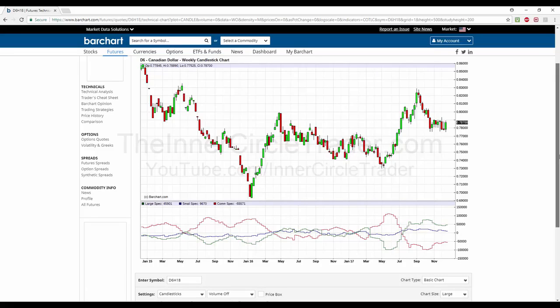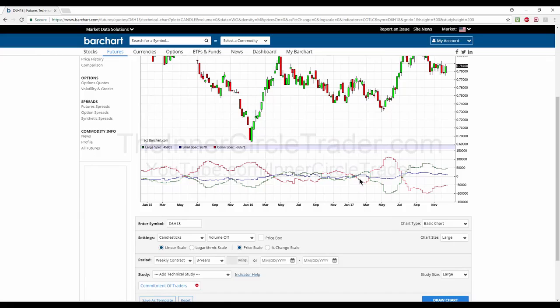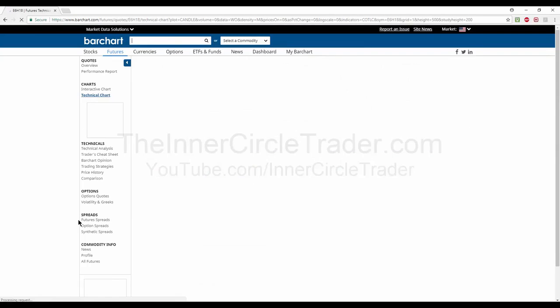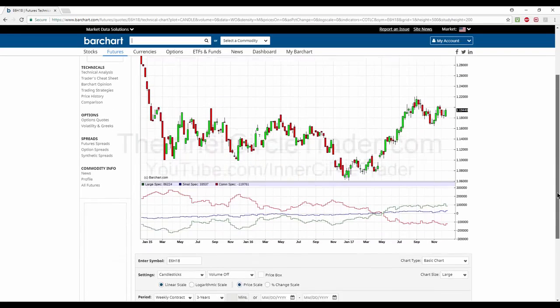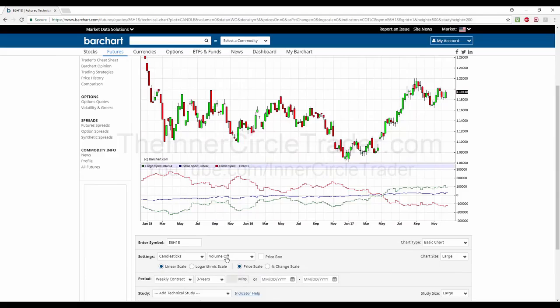I'm going to show you one more example, and we'll probably have seen enough. All right, so we're going to use the euro, just changing that first letter to an E gives us the euro on a weekly. Nothing else needs to be changed down here. So we have again the euro in a consolidation.